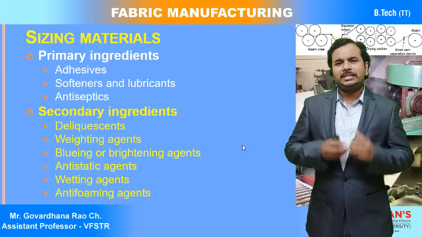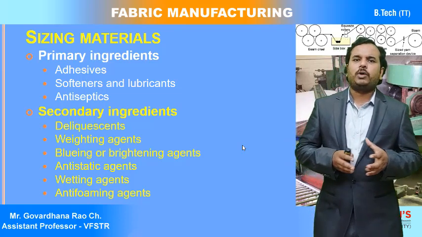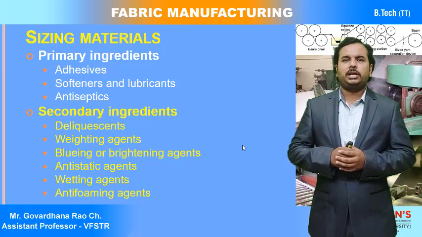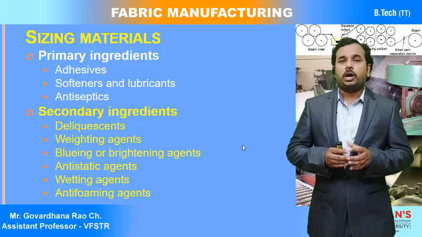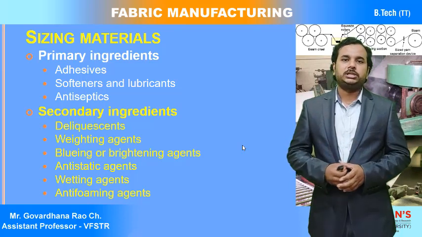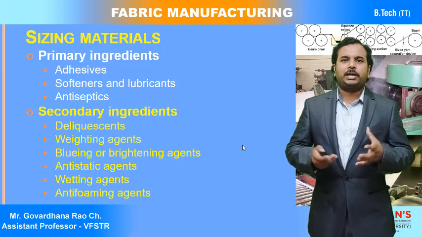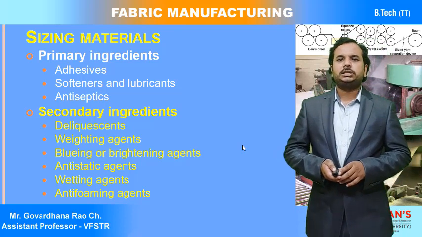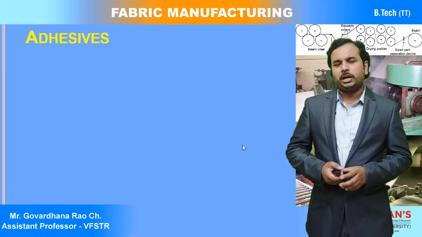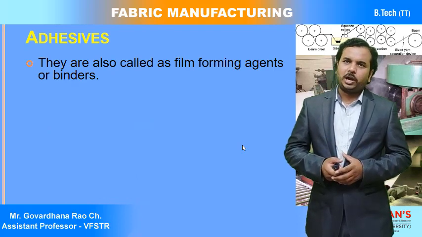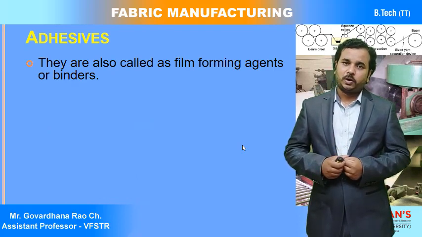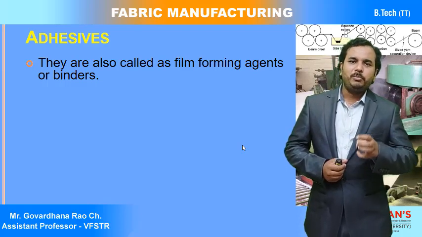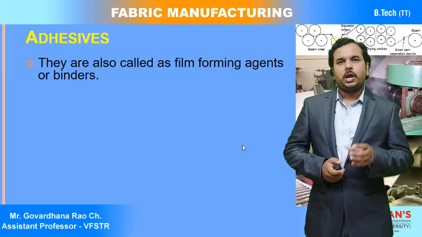Now we will discuss one by one: what the adhesive is, what the function of the adhesive is, and what materials we particularly use for the adhesives, and all the ingredients, in the further slides. So let us start with the first and primary ingredient, that is adhesive. You can see here, they are also called film forming agents or binders.